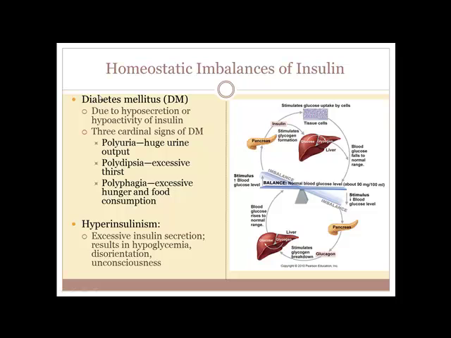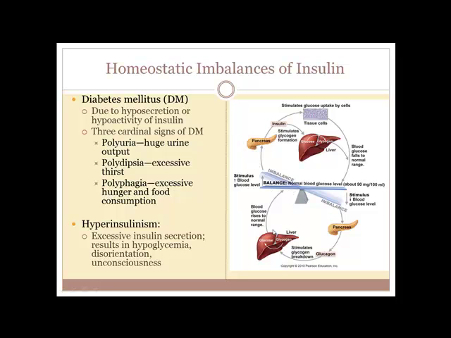So with diabetes, it's going to be diabetes mellitus. It's going to be caused due to a hyposecretion or hypoactivity of insulin. Cardinal signs of diabetes mellitus are the 3 P's: polyuria, polydipsia, and polyphagia. Polyuria, lots of urine. Polydipsia, you're always thirsty. Polyphagia, you're always hungry.